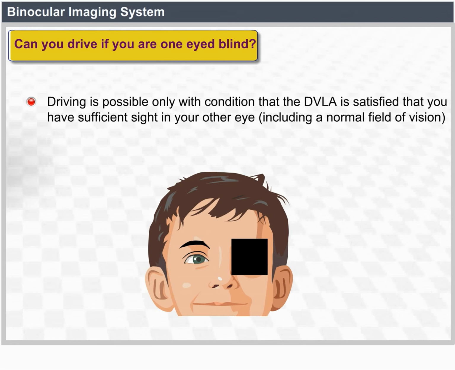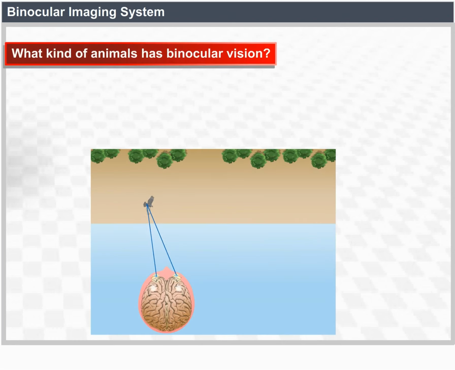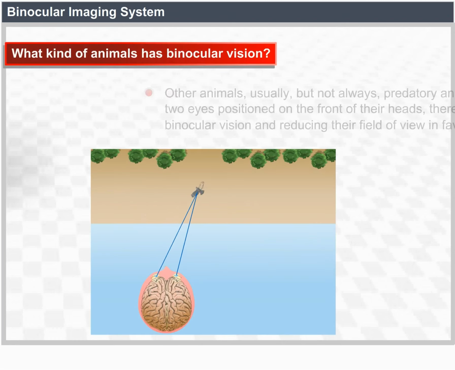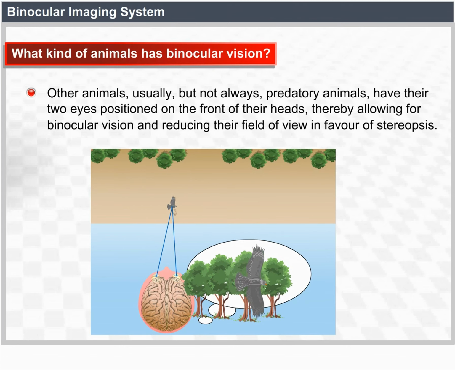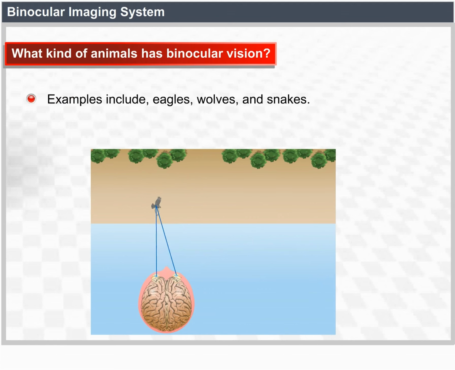What kind of animals have binocular vision? Usually, but not always, predatory animals have the two eyes positioned on the front of the heads, thereby allowing binocular vision and reducing their field of view in favor of stereopsis. Other than humans, the examples include eagles, wolves, and snakes.